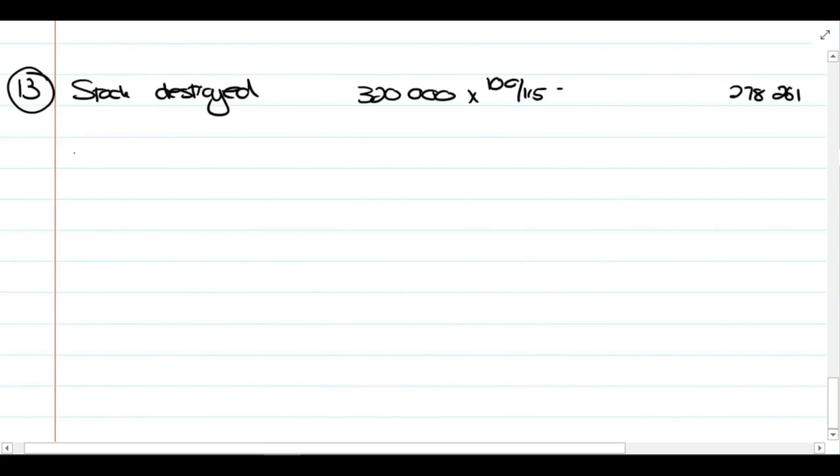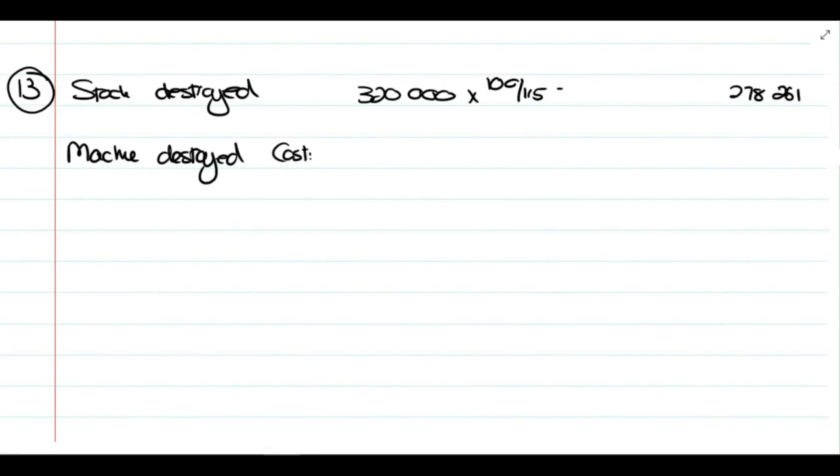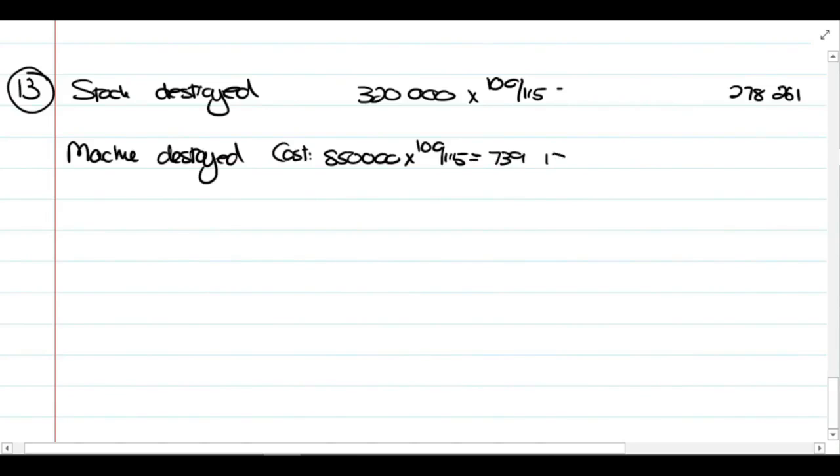Right, then this machine that was destroyed. So let's start with the cost. The cost of this machine was $850,000. Second-hand machine, so we have to multiply it by 100 over 150 to get the notional input VAT out. Again, the machine is only used in the taxable business, so we claim 100% of the notional input tax. So that's 739,130. From that, we deduct our section 12C.